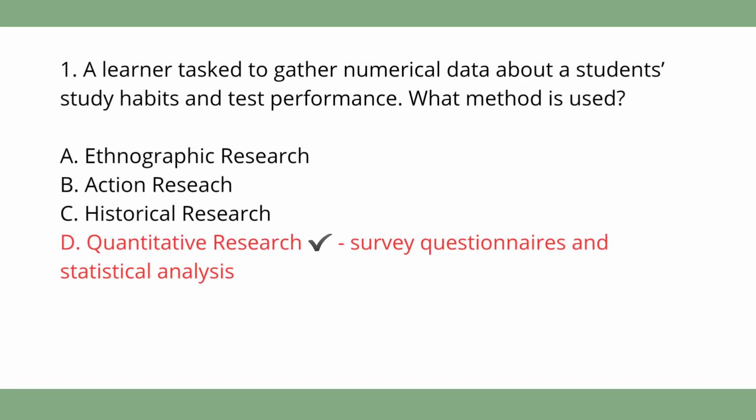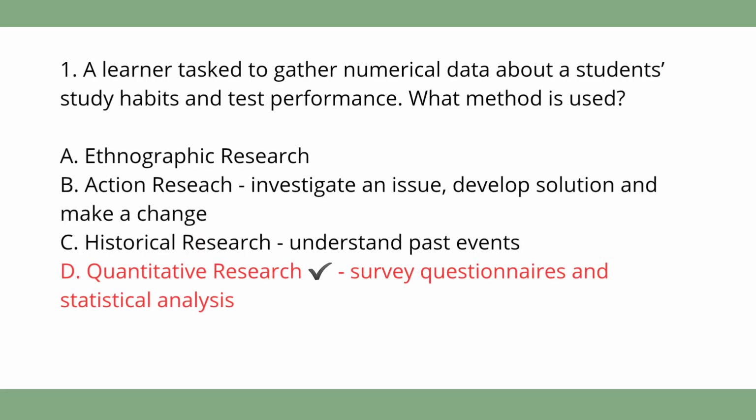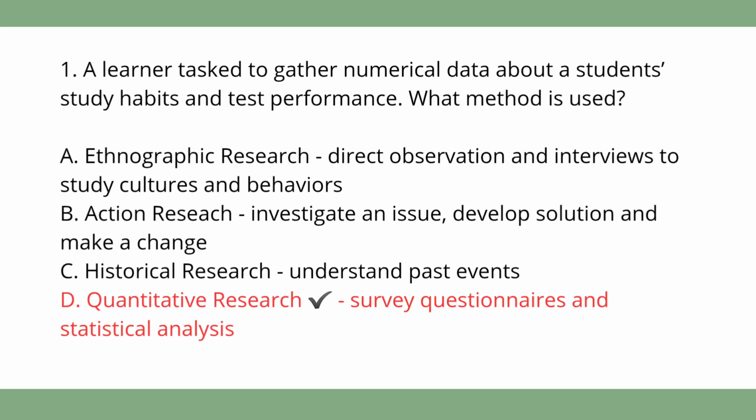The answer is D. Quantitative research. They used a survey, questionnaires and statistical analysis. Historical research is to understand past events. Action research is to investigate an issue, develop a solution and make a change, and last is ethnographic research, used for direct observation and interviews to study cultures and behaviors.